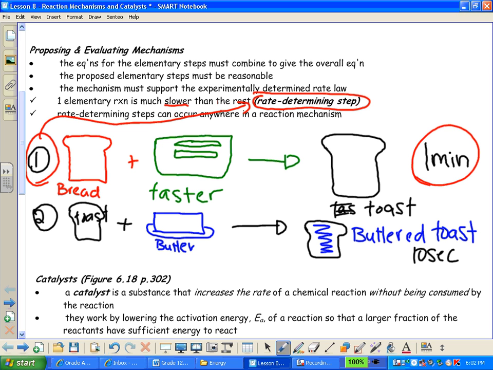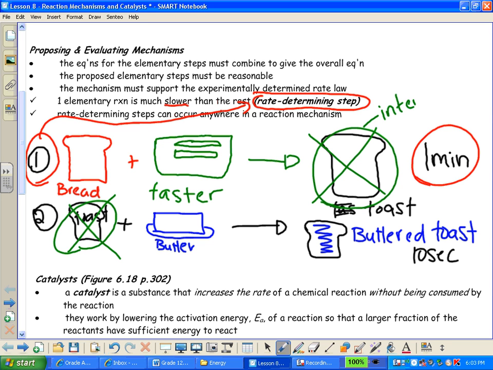Also I want to point out your intermediates. This is what I was talking about before. Toast is found in both reactions, so that would eventually cancel out. So our overall reaction is bread plus a toaster, we get buttered toast. So toast in this case would be considered an intermediate. So that's my little example to help you understand all the different terms a little bit better.